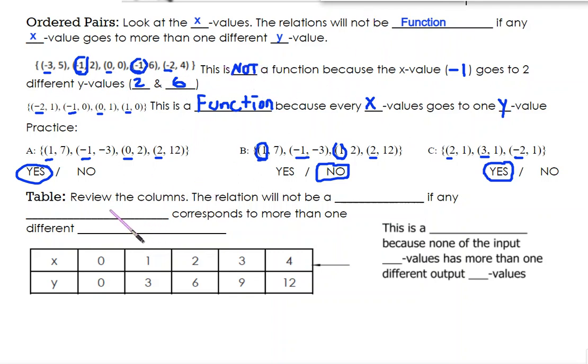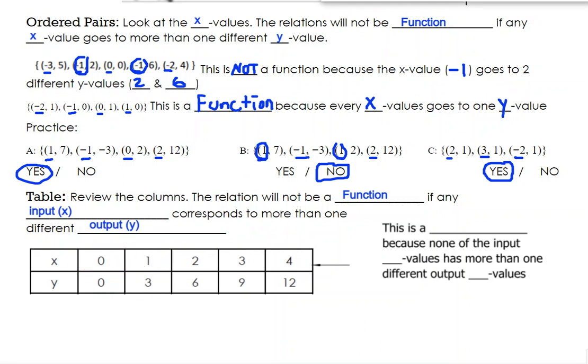And a table, let's do a table. In a table, we review the columns. We look at the columns. We have an x column and we have a y column. The relation will not be a function if any x corresponds to more than one y, or any input corresponds to any different output. So let's look at this one.